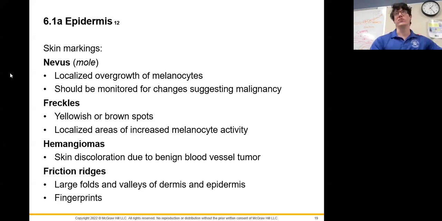The same thing goes for freckles, but instead of producing some of the eumelanin pigments, which are going to be that brown to black range, these are going to be those yellowish or brown spots. It's also fun to see people that are really freckly and have really fair skin go get sunlight, because instead of tanning, they just get a lot more freckles. It's quite funny. But once again, these are just localized areas of melanocyte activity.